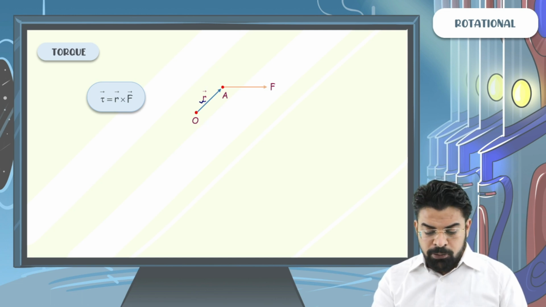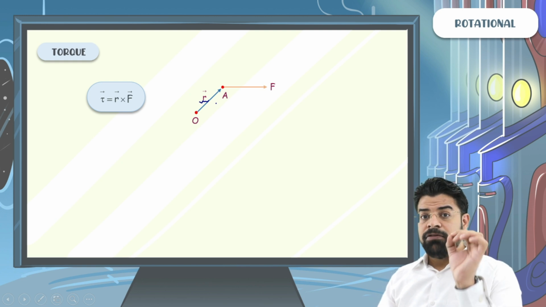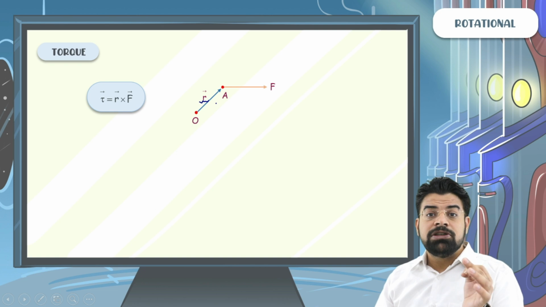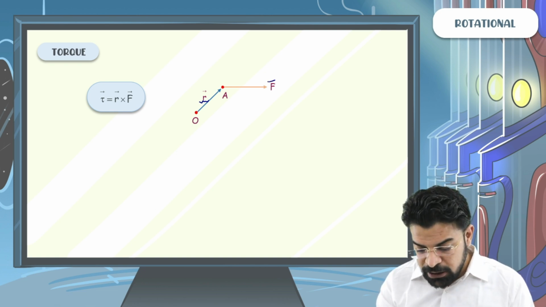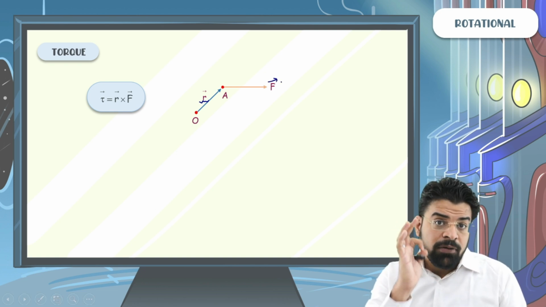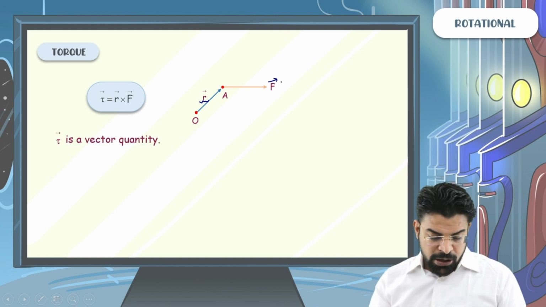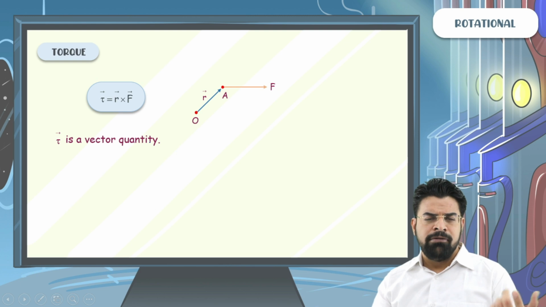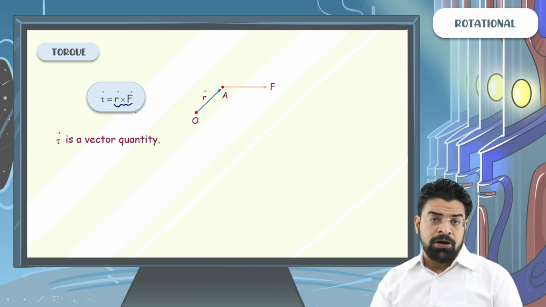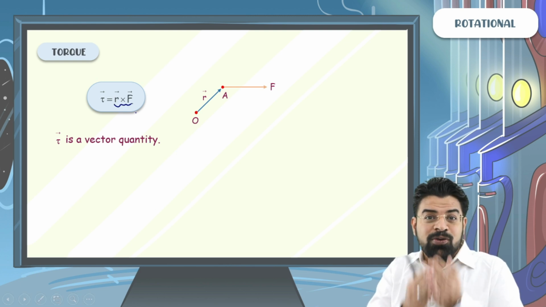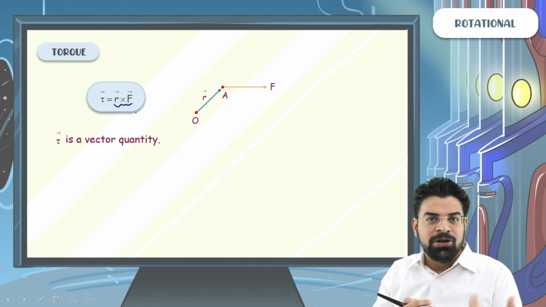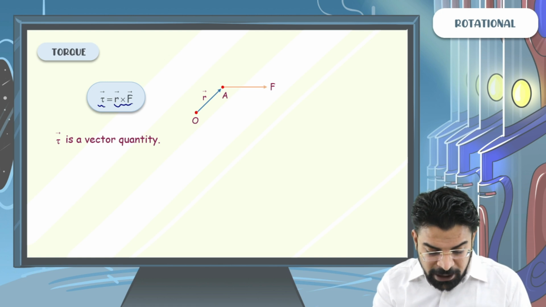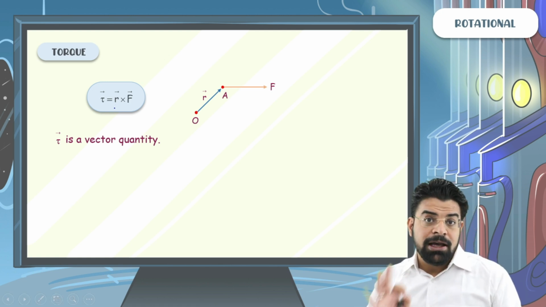Once more, R is the position vector of the point of application of force with respect to the point about which you wish to write the torque. And here F is the force vector, the force whose torque you wish to write. So we will say torque is a vector quantity. How do you know? You are getting it from the cross product. The cross product of two vectors gives you a vector output. So R cross F gives you a vector output, and that vector is called a torque.